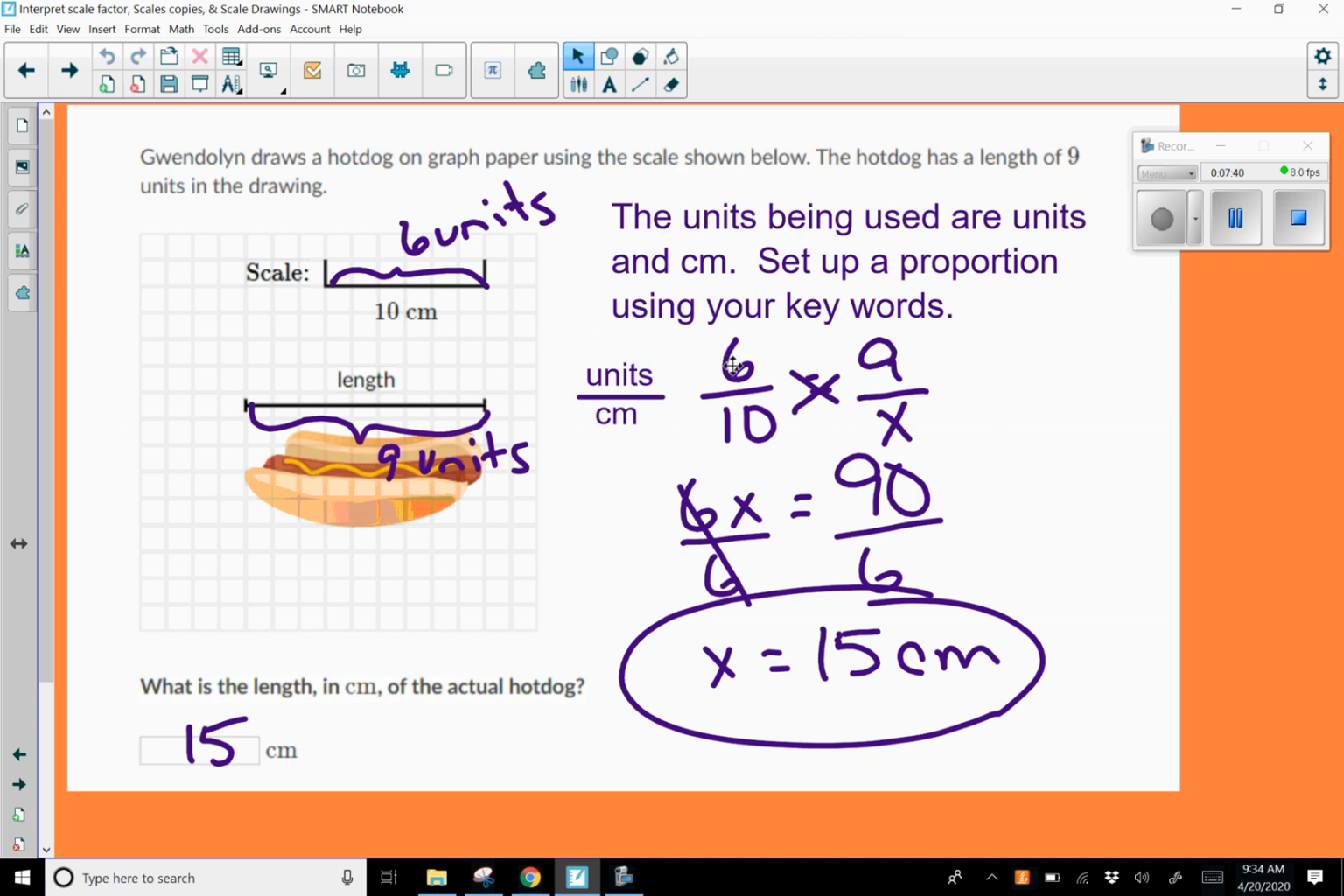So my first ratio is 6 units for 10 centimeters. I'm just going to set up a proportion like we did in the previous example. So 6 over 10 equals, well, my hot dog is 9 units long, so 9 goes on top. And we want to know how many centimeters that is, so x is going to go on the bottom. 6 times x is 6x. 10 times 9 is 90. And then to get x by itself, we're dividing through by 6, leaving me with x equals 15 centimeters.